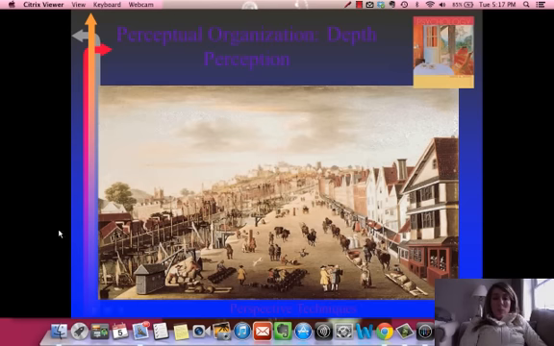Another example, this is relative height. These things look higher in the picture than these things, so these things look farther back, right? This is the linear perspective. Parallel lines tend to converge at the horizon, okay? This is relative clarity, very clear here, kind of hazy in the background. These guys are seen as closer to you than these guys because they're bigger, relative size. So those are all examples of the different monocular depth cues, okay?